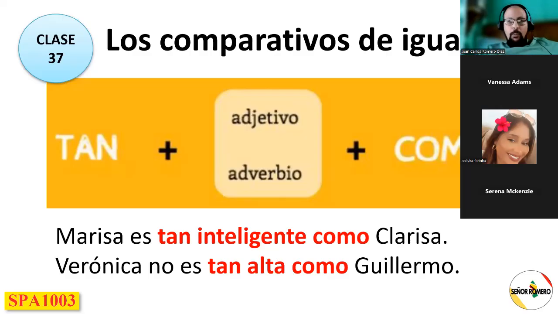Tan como. Look at this example in the book. Marisa es tan inteligente como Clarissa. That means Marisa is as smart as Clarissa, or as intelligent as Clarissa. But even though inteligente sounds like intelligent, the better translation in that case would be smart. So, as smart as. Tan inteligente como. You put tan in front, you put como after, and the adjective in the middle.